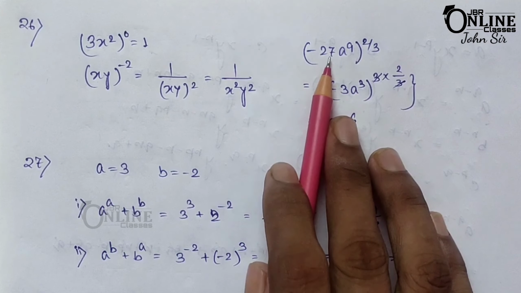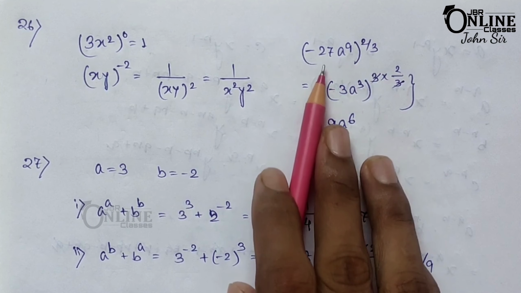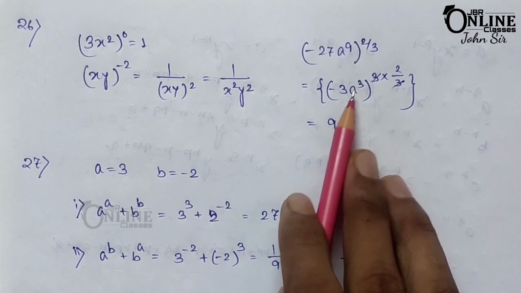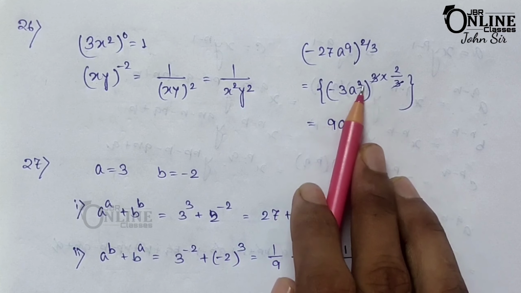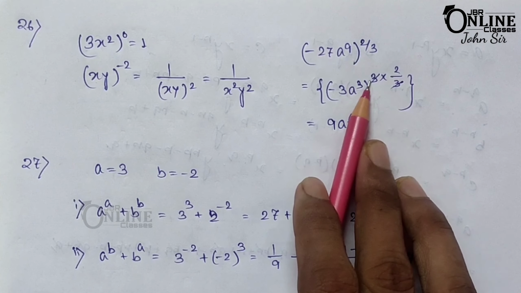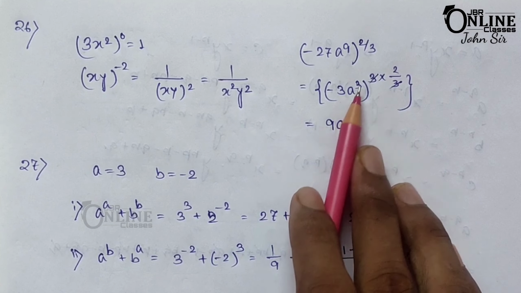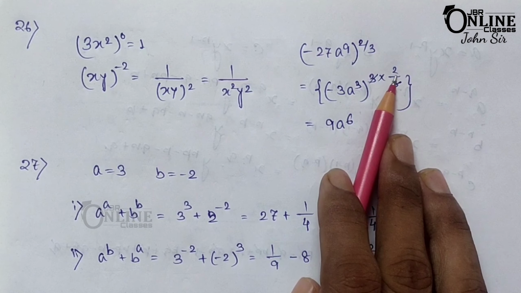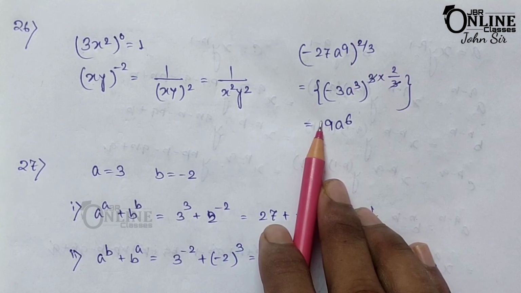Next one, minus 27 a to the power 9 whole to the power 2 by 3. Now 27 means 3 to the power 3 and a to the power 9 means a to the power 3 to the power 3. So you can write here minus 3 a to the power 3 whole to the power 3, and as here it is 2 by 3, the 3 cancels out. So here it is square, so 3 square becomes 9, a to the power 3 square becomes a to the power 6, and it will be positive as there is an even number in the power, so the negative will be changed into positive.